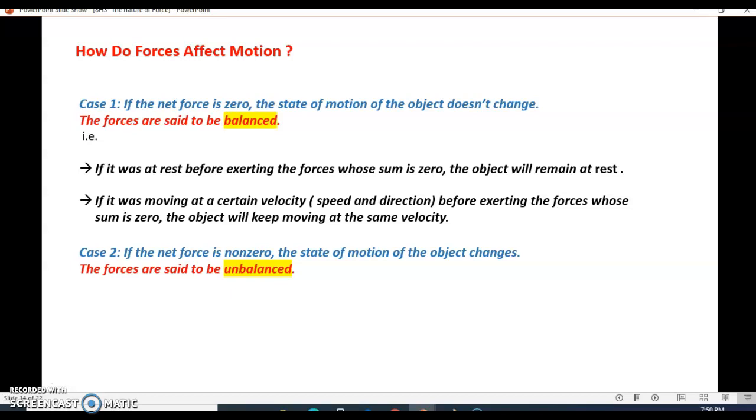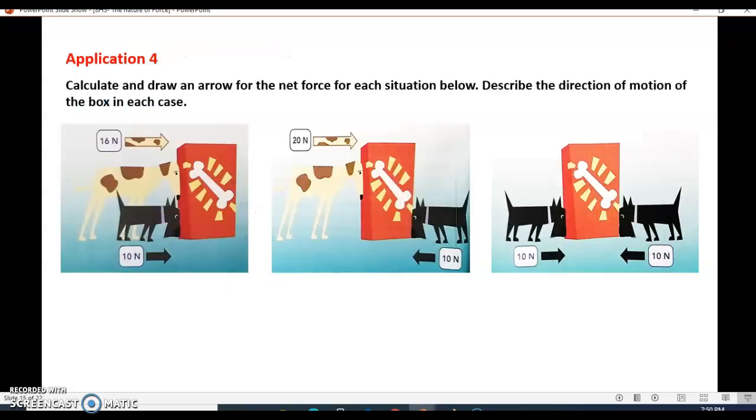However, in case 2, if the net force is not 0, the state of motion of the object changes. So maybe if it was at rest, it moves, or maybe if it was moving, it stops. So the forces here are said to be unbalanced.